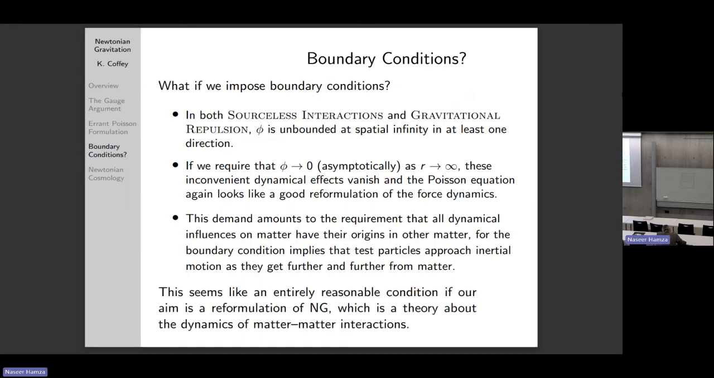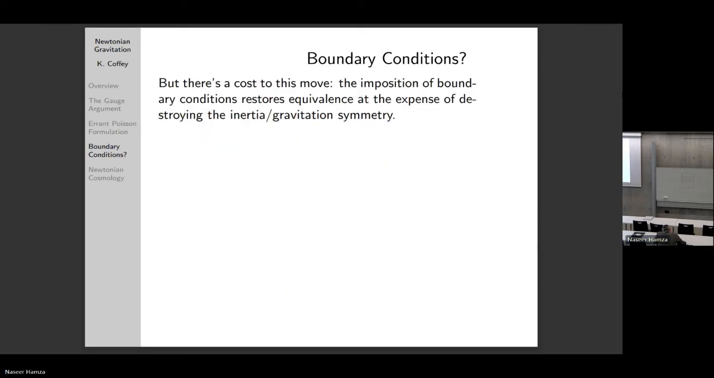And so this seems like an entirely reasonable condition if our aim is a reformulation of Newtonian gravitation theory, right? Which after all is a theory about the dynamics of matter-matter interactions. And of course, this is exactly what the textbooks do when they tell you that the Poisson equation is a reformulation of Newtonian gravitation theory. So you might think, okay, well, why don't we just do this, right? But there's a cost to this move, and that cost is that by imposing these boundary conditions, you lose the symmetry between inertia and gravitation.